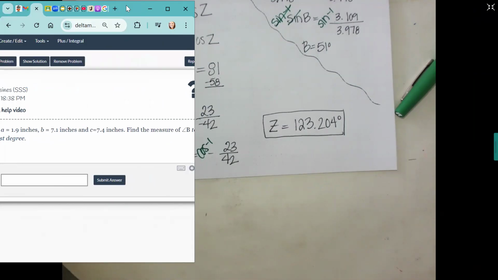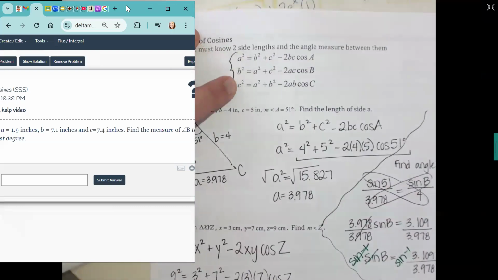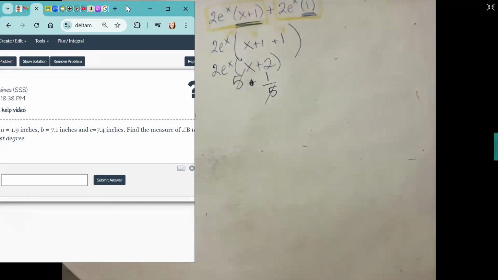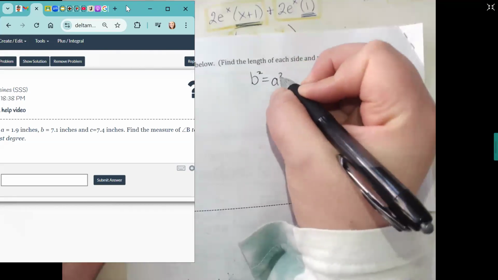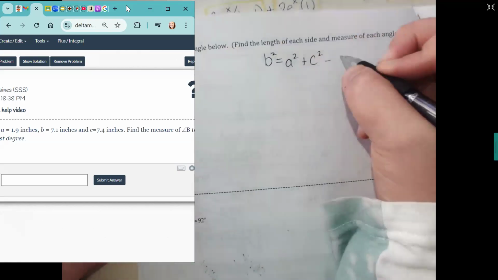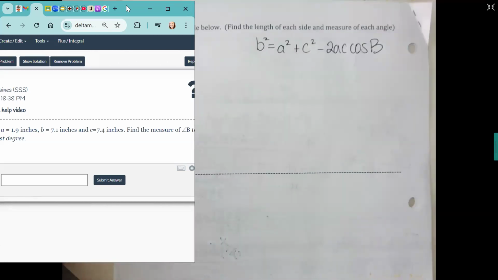Now notice, once you're into that question, what letter is it asking you to find? B. So then look off of this list, which one are we going to use? Top, middle, or bottom? Middle, because you want to start with the letter that you're finding. So write down on the back of your notes, since you have a little scratch paper there, B squared equals A squared plus C squared minus 2AC cosine big B.